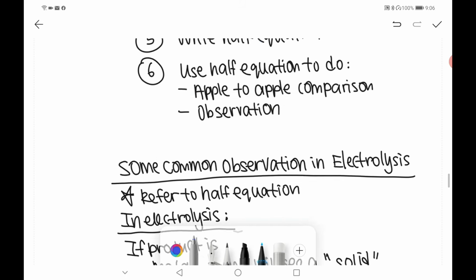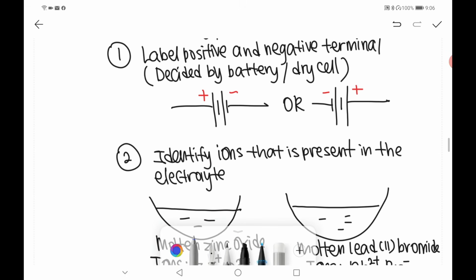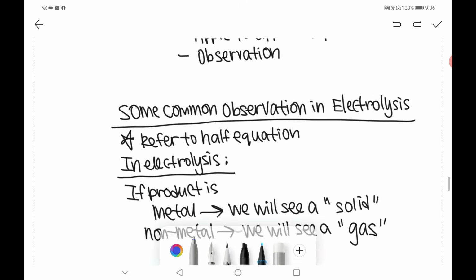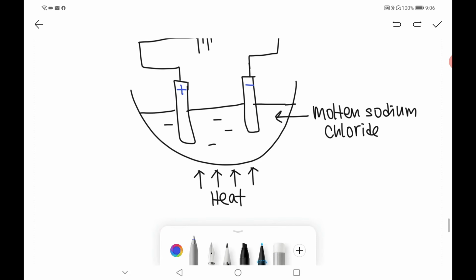Okay, so let's look at step number 2. Step number 2, we need to identify the ion that is present in the electrolyte. So we need to know what kind of ion we have. Let's look at the electrolyte. Our electrolyte is molten sodium chloride.